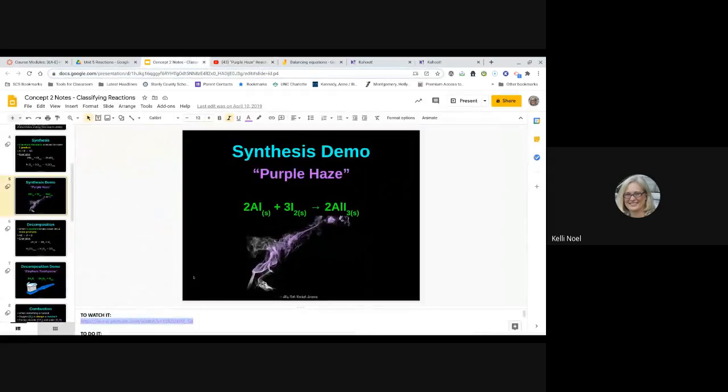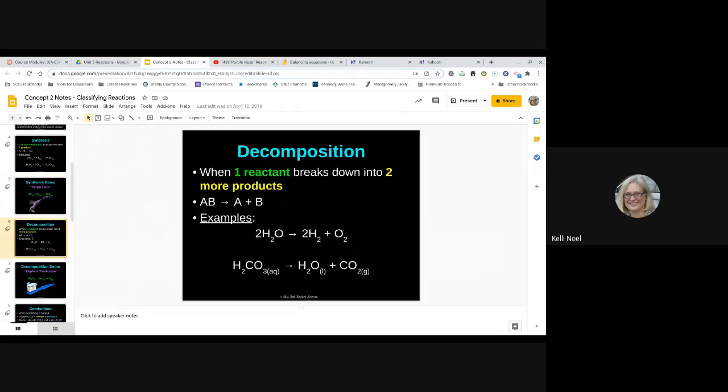All right, so this is an example of a synthesis. Now, each of these, I'm going to post the PowerPoint. Each of these has one of those videos in the notes that you could actually click on your own and look. We might look at the others, I'm not sure. Decomposition, you're going to have one reactant, and it's going to be breaking down into two products. So that's sort of your AB yields A plus B.